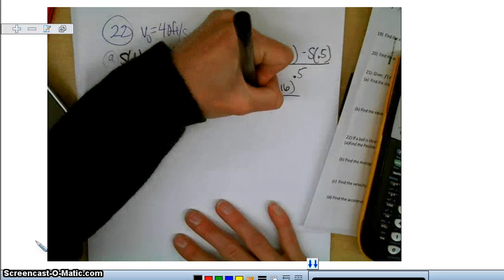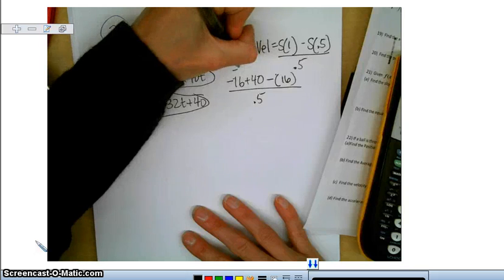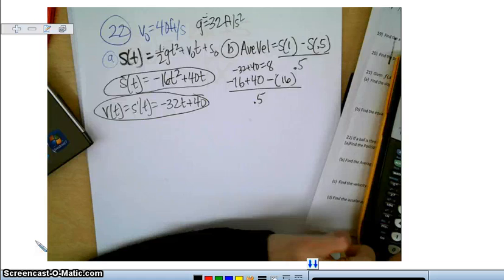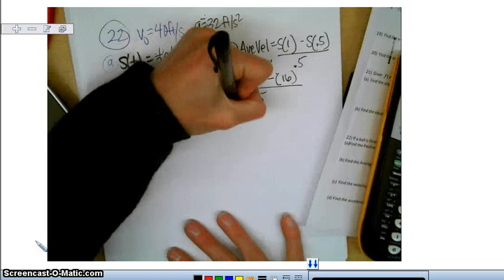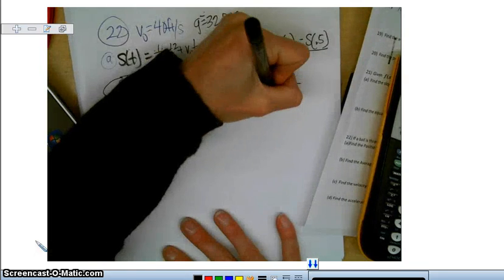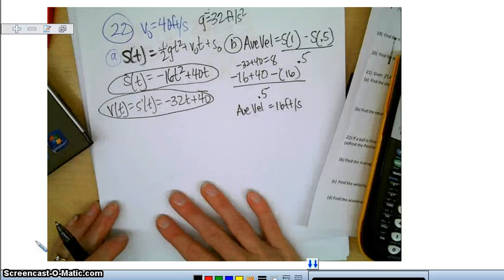All right, over 0.5. So the average velocity, let's see, negative 16 plus 40 is equal to 24, minus 16 is equal to 8. So 8 divided by 0.5. The average velocity from a half a second to 1 second is 16 feet per second. And it's positive because it's going up still.